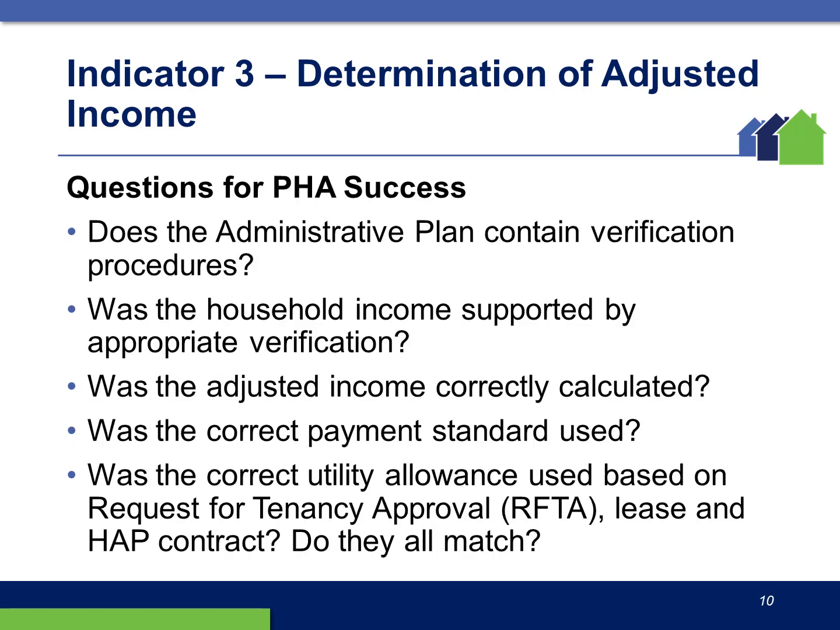The questions for success on Indicator 3 are: does the administrative plan contain verification procedures? Was the household income supported by appropriate verification: EIV reports, tenant-provided documentation, third-party verification, or participant certification with explanation why other methods were not used? Was the adjusted income correctly calculated? Was the correct payment standard used? Was the correct utility allowance used based on the request for tenancy approval, or RFTA, lease and HAP contract? Do they all match?